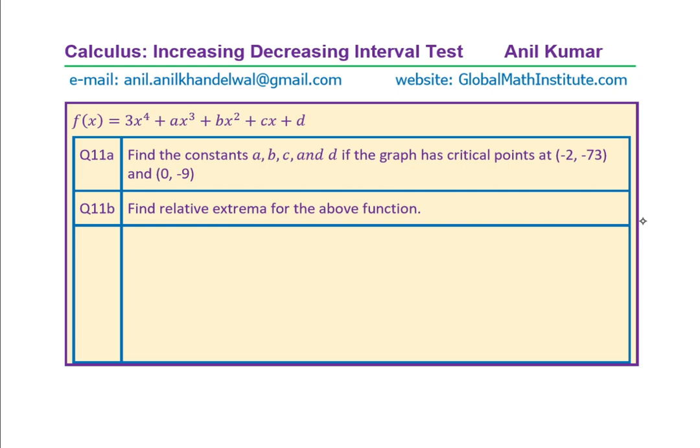The equation is of a polynomial where the coefficients are missing. The information is: find the constants a, b, c and d if the graph has critical points at (-2, -73) and (0, -9). So we're given two critical points. You should be in a position to get the function from here.